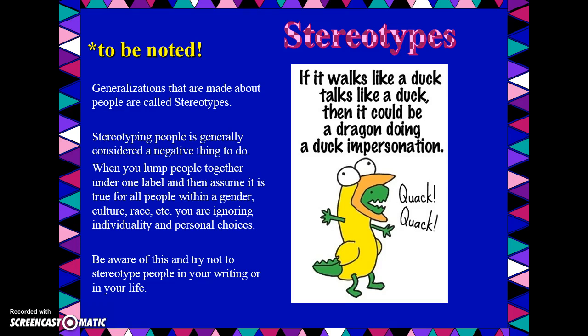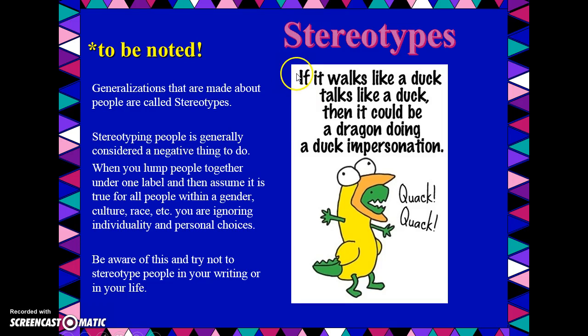When you lump people together under one label and then assume it is true for all people within a gender, culture, race, etc., you are ignoring individuality and personal choice. Okay, so be aware of this and try not to stereotype people in your writing or in your life. Okay, give everybody the benefit of the doubt. Don't judge them until you actually get to know them.